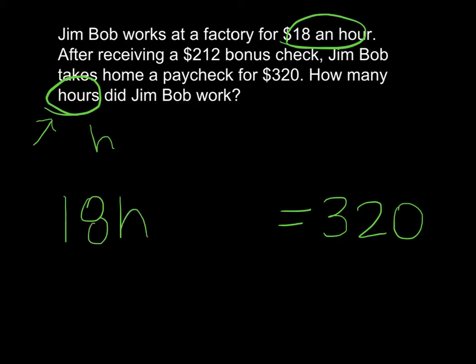Our last piece of information in the problem is that he receives a $212 bonus check. We have to ask ourselves, is this money that's coming out of his check or is it additional money in his check? In this case, a bonus is additional money you get, so that means you're going to add 212. So what this equation means is that he makes $18 an hour plus the $212 bonus is equal to his total paycheck of $320.